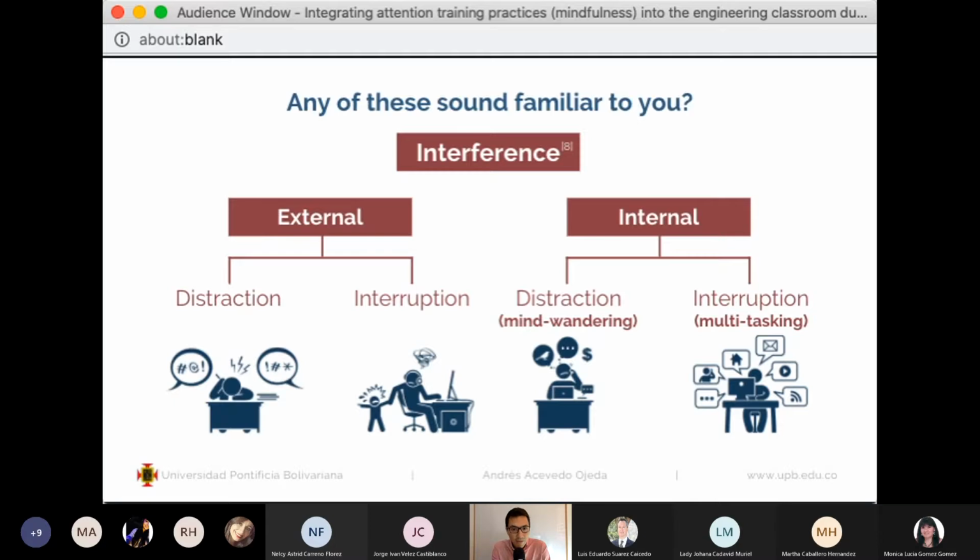Does any of this sound familiar to you during this talk? Have you noticed any of these distractions so far during this talk? I would like to get some of your answers, either in the chat or maybe you can just be open and share with your voice. It sounds like our everyday, right?